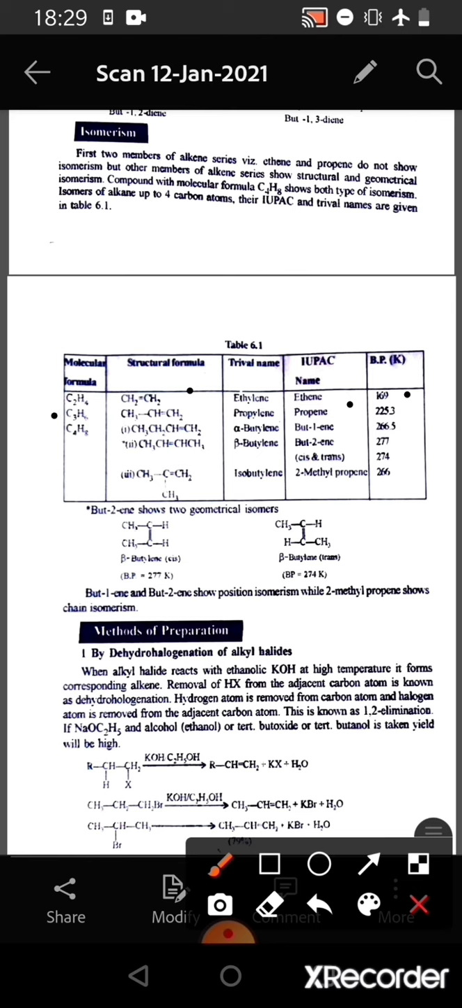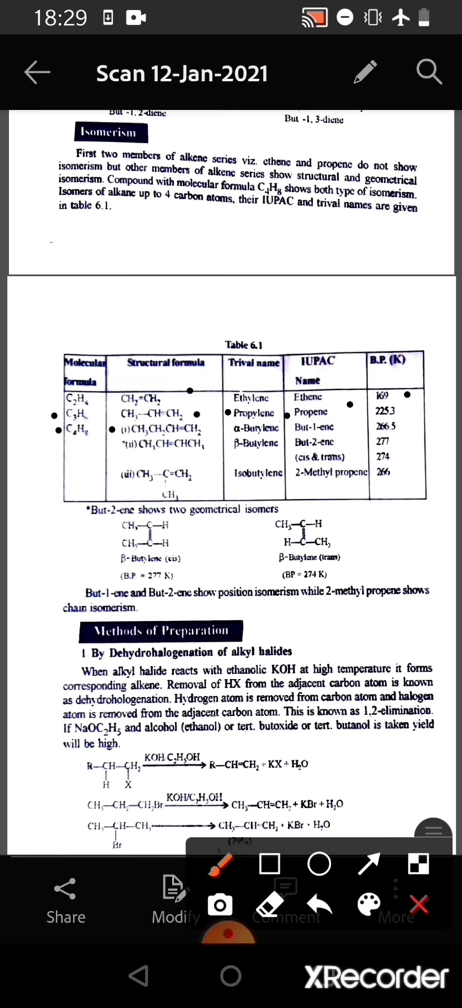If we consider the second member, that is C3H6, then its structure is CH3CH=CH2. Its trivial name is propylene and its IUPAC name is propene and its boiling point is 225.3 Kelvin. The next member is C4H8, having 4 carbon atoms, and it shows isomerism.